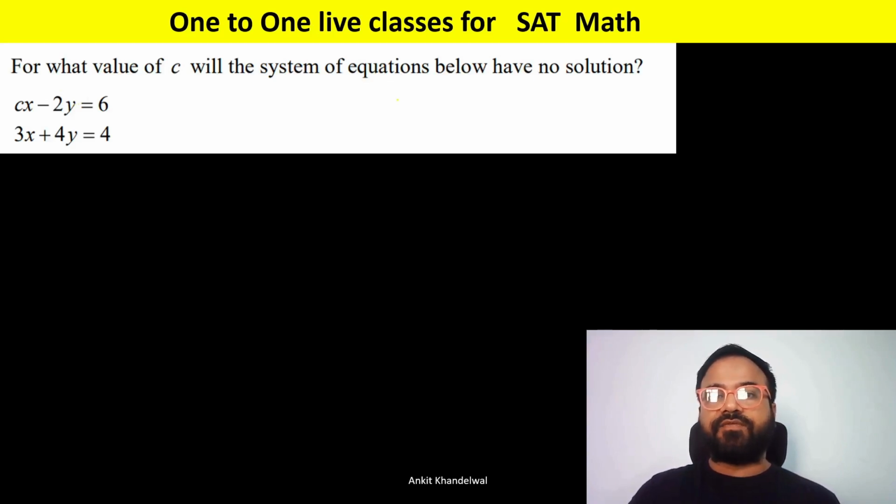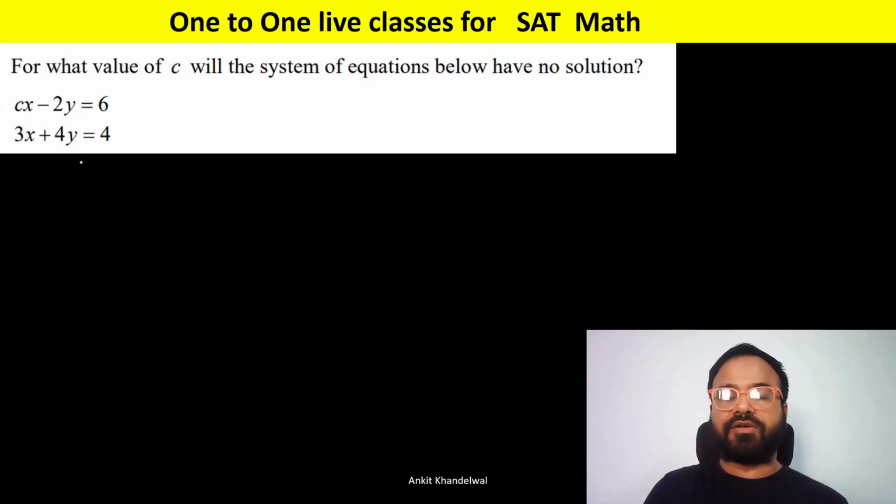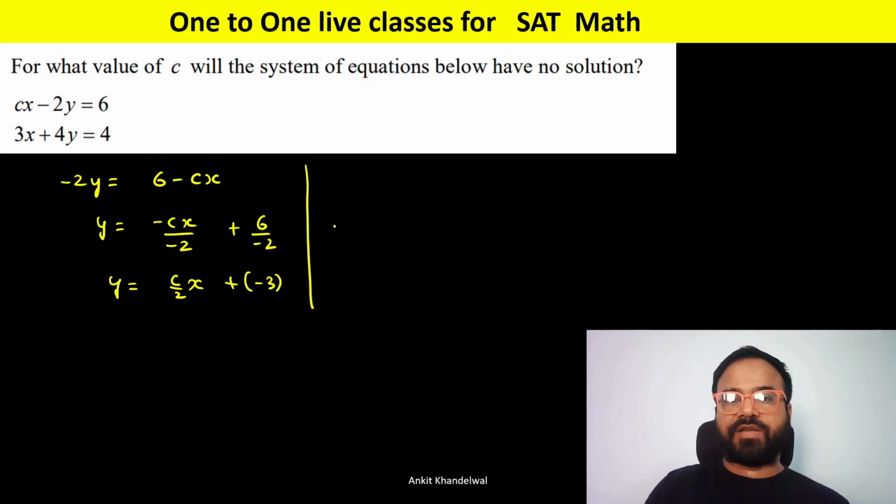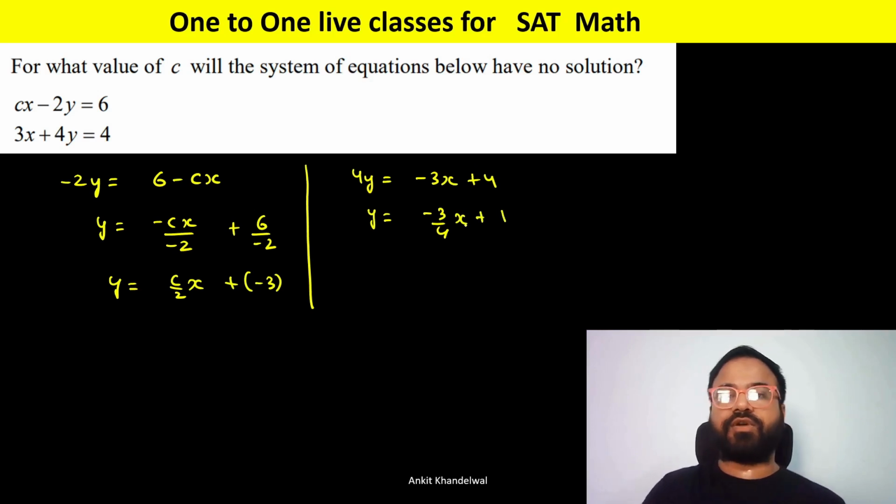For what value of c will the system of equation below have no solution? So in the no solution case, I will be converting into the slope-intercept form. In the first equation, I can say minus 2y is equal to 6 minus cx. Dividing by negative 2, y equals minus cx upon minus 2 plus 6 upon negative 2. So y equals c by 2 x plus of minus 3. This is equation number 1. Equation number 2, I will say 4y equals negative 3x plus 4. y equals negative 3 by 4 x plus 1. 4 divided by 4 is 1.